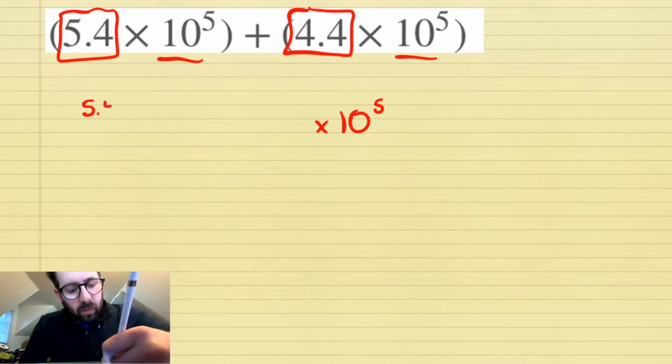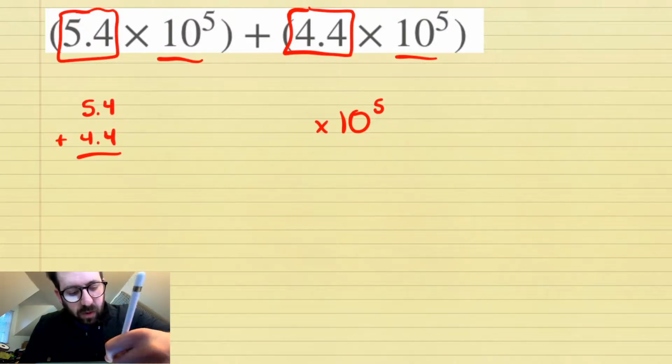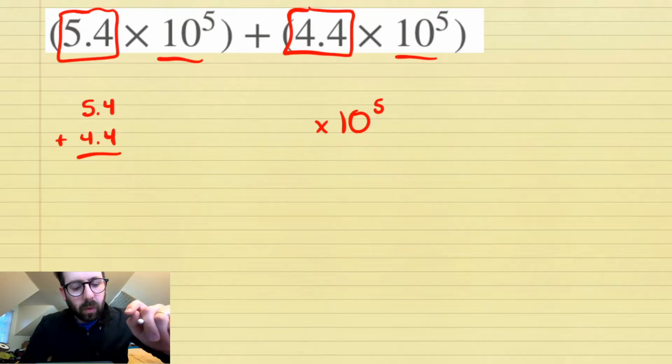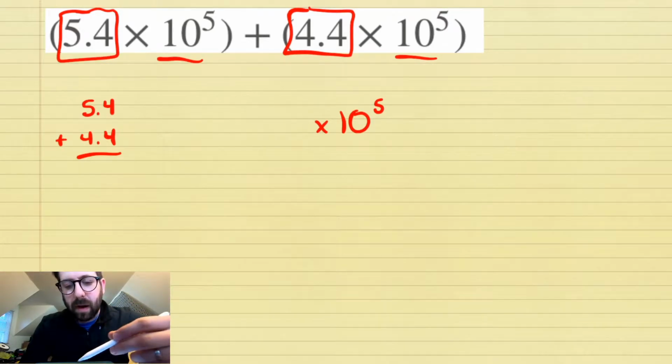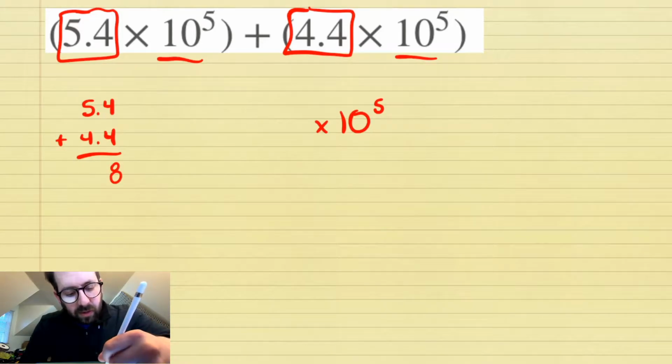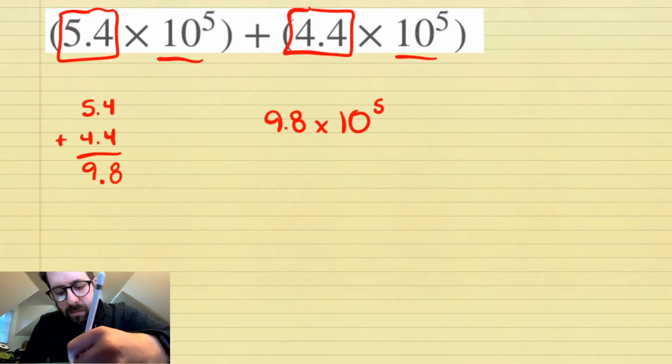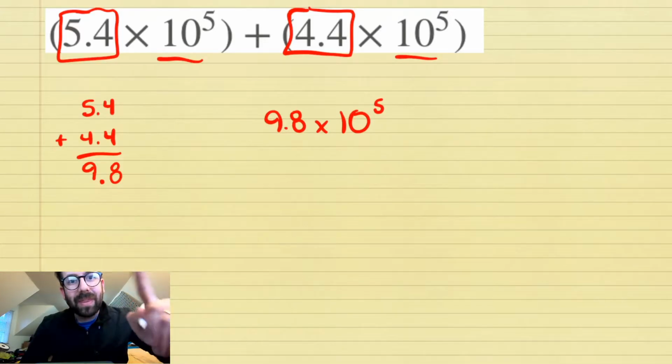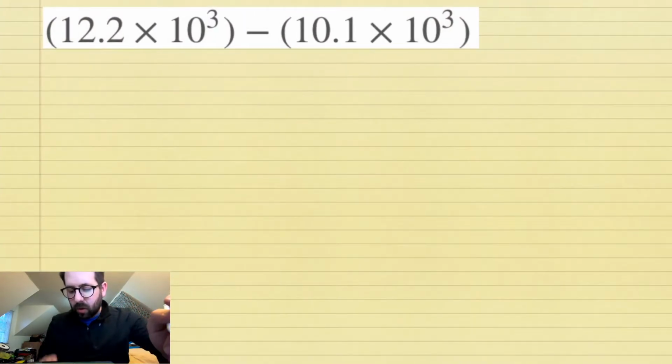Now when we add these 2 together, we're just adding the 5.4 and the 4.4. Most of you can just do that in your head. That's great. That's what we want. If we need to change anything, that's because the power of 10 is off. But in my case, I'm going to just add straight down. You line up decimals and add straight down: that's an 8, that's a 9. The decimal comes straight down. So my answer will be 9.8 times 10 to the 5th. That's your first one. Let's jump right to the next one.